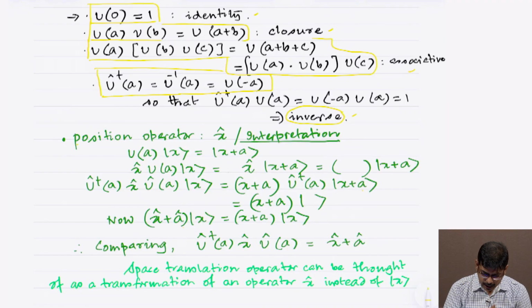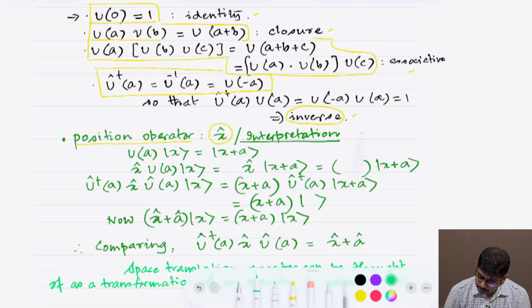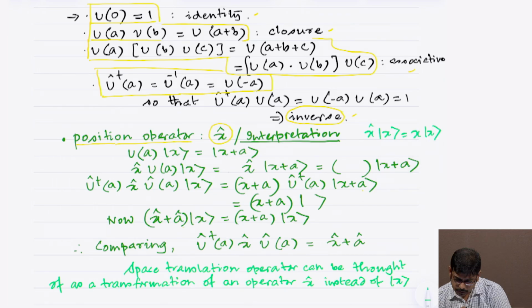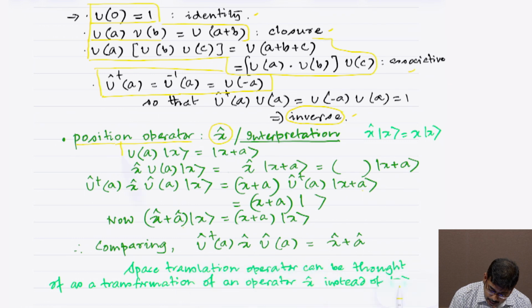But in order to do that, let me think of the position operator. Now, the position operator, let us call it x hat. What does it do? When you operate this position operator on any state x, it will give you essentially the value of that position. So, this is what it does. Now, according to our definition, UA, when it acts on x, will take you to a ket like x plus a, correct.